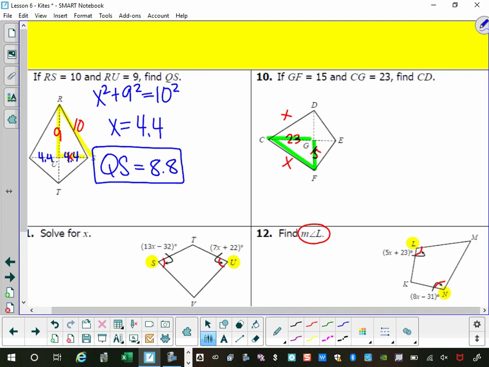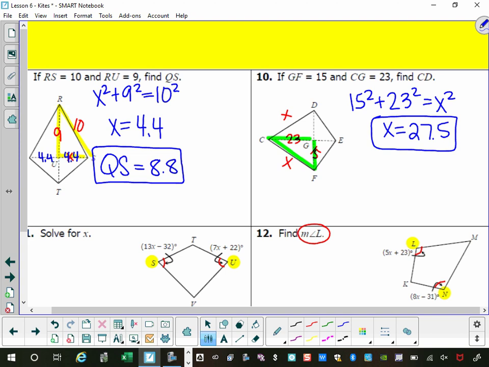On number 10, you should have had 15 squared plus 23 squared is equal to x squared. When you solve for x, what did you guys get? 27.5 for CD. Use my x or CD, it doesn't matter.